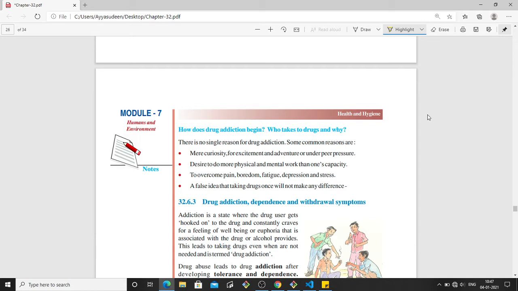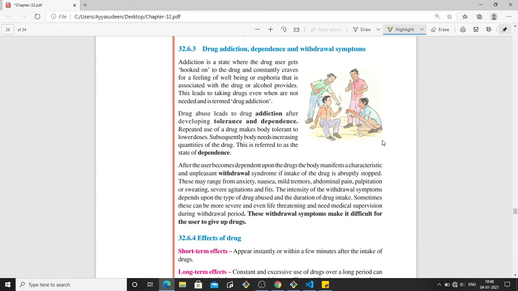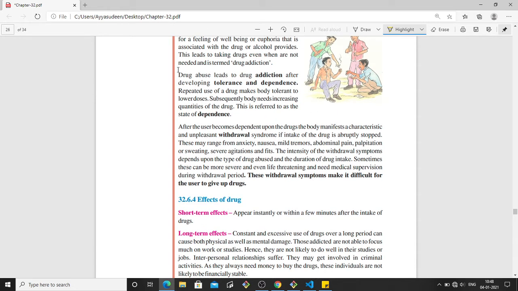When people use drugs, they start to use more and get addicted to it because they feel a sense of pleasure. And some people, when they are depressed, use these drugs to overcome the pain of boredom and fatigue. That should be avoided. Okay, so drug addiction: how it happens, how dependence forms, and withdrawal symptoms. Drug abuse leads to drug addiction. They get addicted to it, and after developing tolerance and dependence, they become dependent on it.